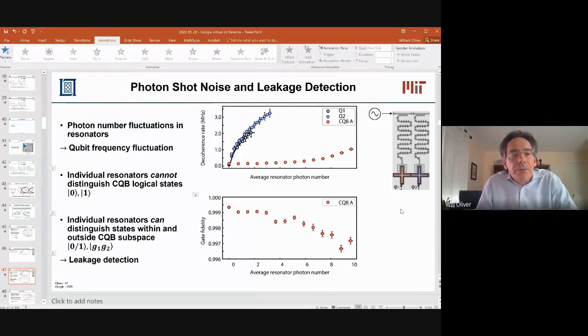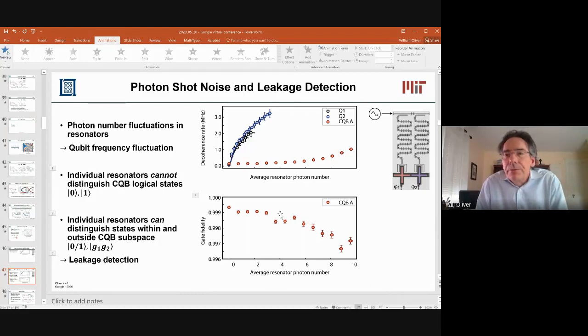Okay. Now, a consequence of this, or related to this, is that the individual resonators cannot distinguish the CQB logical states 0 and 1. To see that, what we're showing here is the gate fidelity that we measured as a function of the resonator photon number, basically just leaving the readout on. And what you can see is that even up to 2, 3, almost 4 photons, we're still at about 3 nines of CQB gate fidelity. And again, the reason is that these individual resonators aren't able to distinguish the logical states 0 and 1.